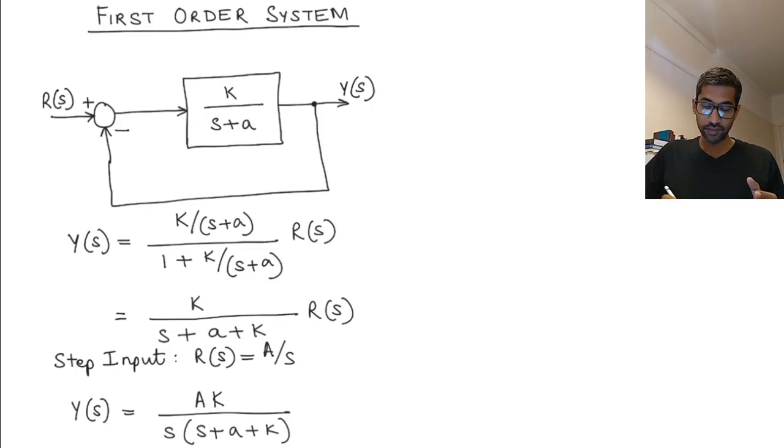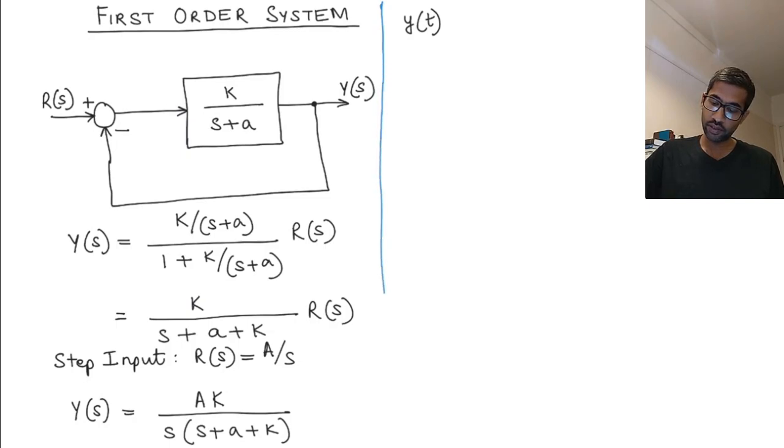Now this is my output in the Laplace domain. What I want to do is calculate my output in the time domain. So I want to calculate y of t. How do I get y of t? Let me just draw a line so that I can distinguish. To get y of t, I'm going to take the inverse Laplace transform, so Laplace inverse of Y(s).